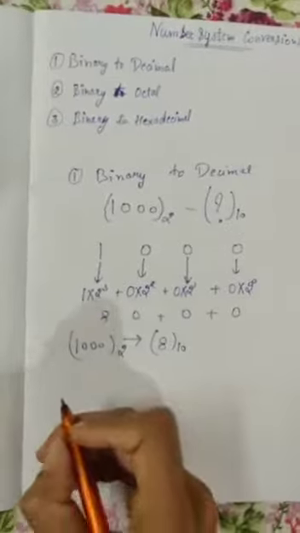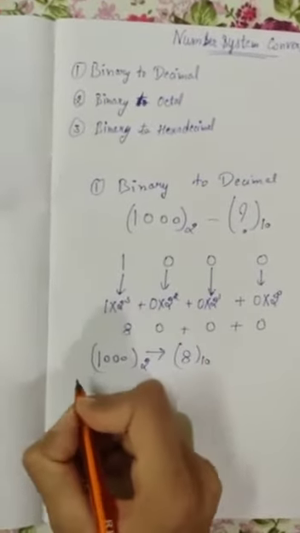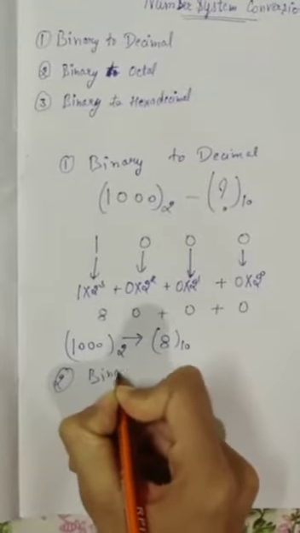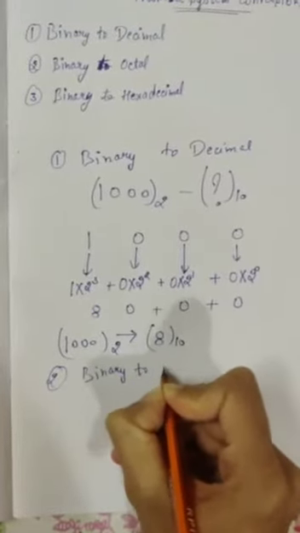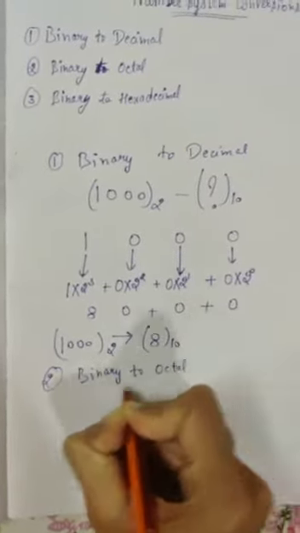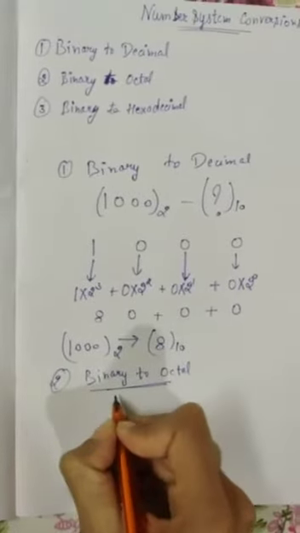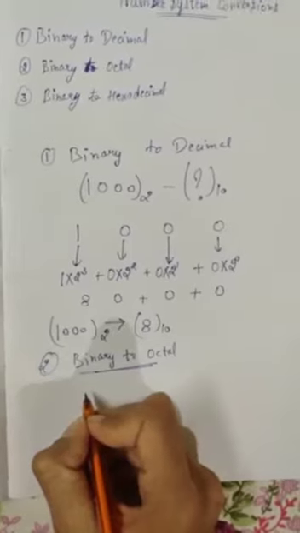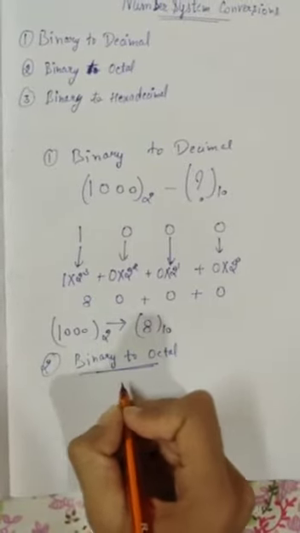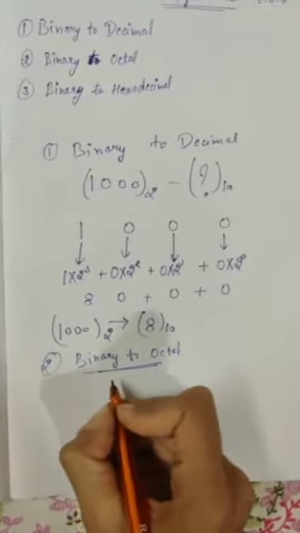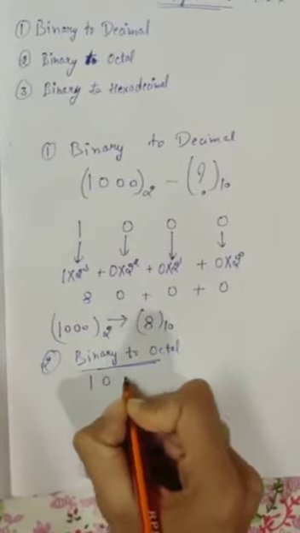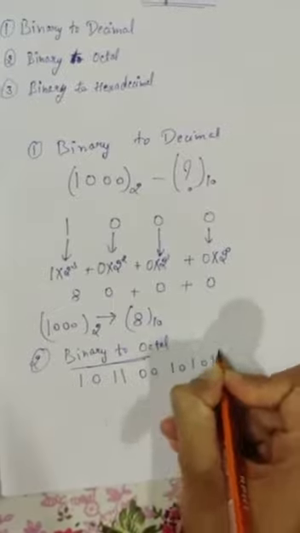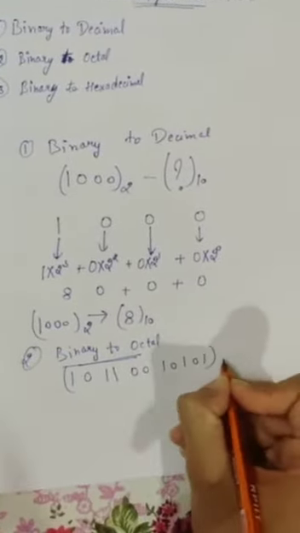Okay. Next one is binary to octal. The base of the binary number again is 2 and the base of the octal number is 8. So here we have the binary number 1 0 1 1 0 0 1 0 1 0 1. You can take any binary number here.